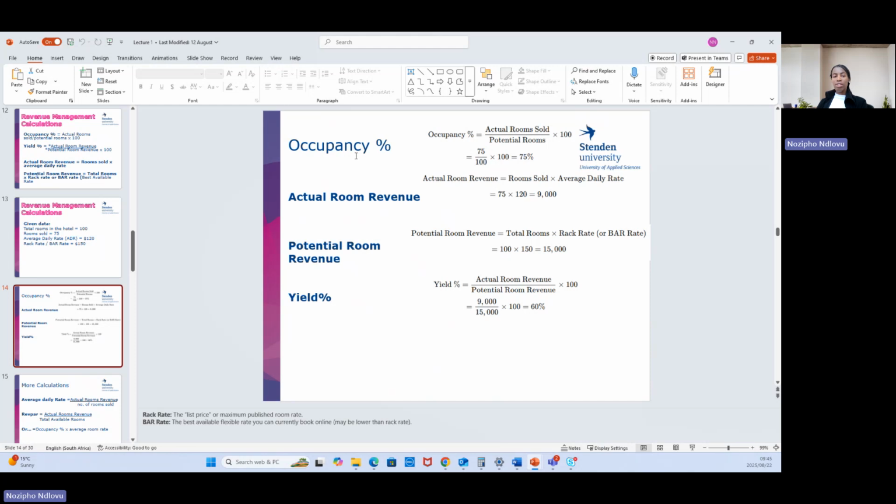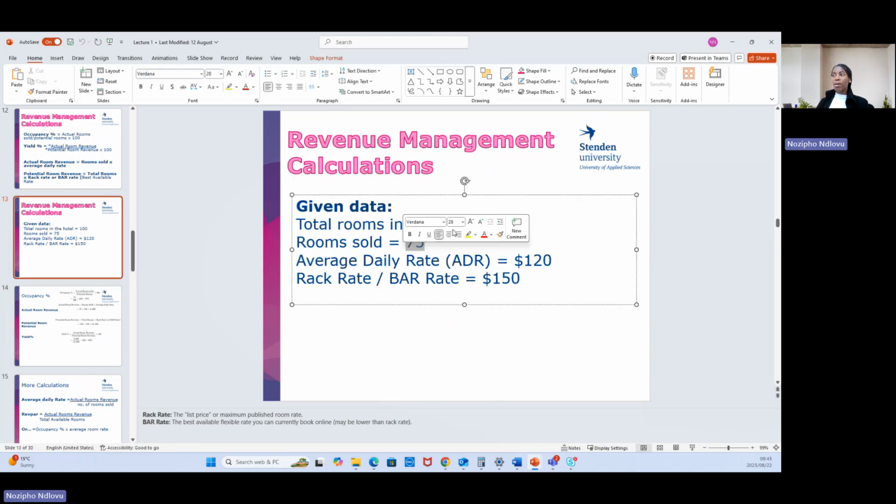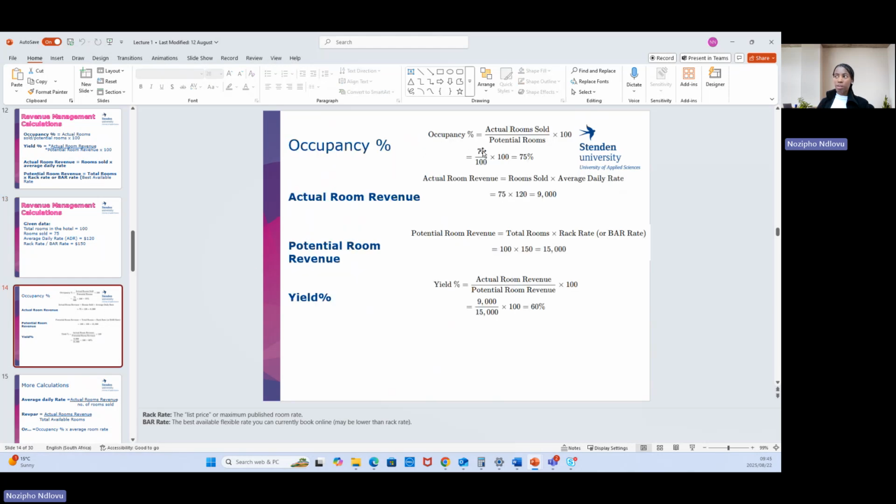Remember, the occupancy calculation is actual rooms sold divided by potential rooms. So how many rooms are actually sold? There are 75 of them that are sold. But how many do we have in total? It's 100. So it's going to be 75 divided by 100 times 100 to get 75%. So we put 75%.